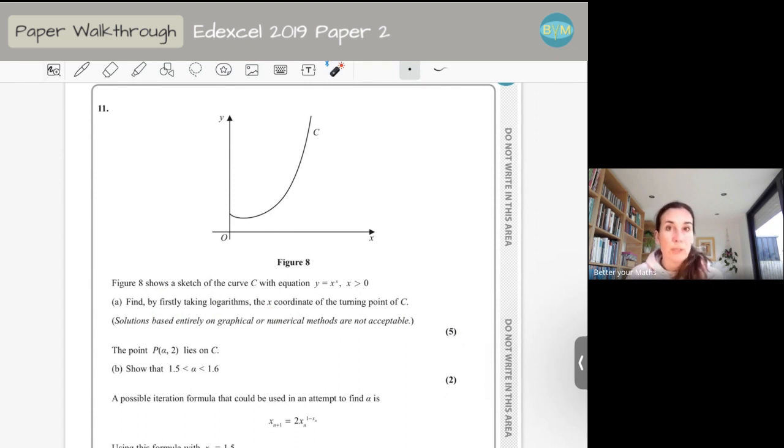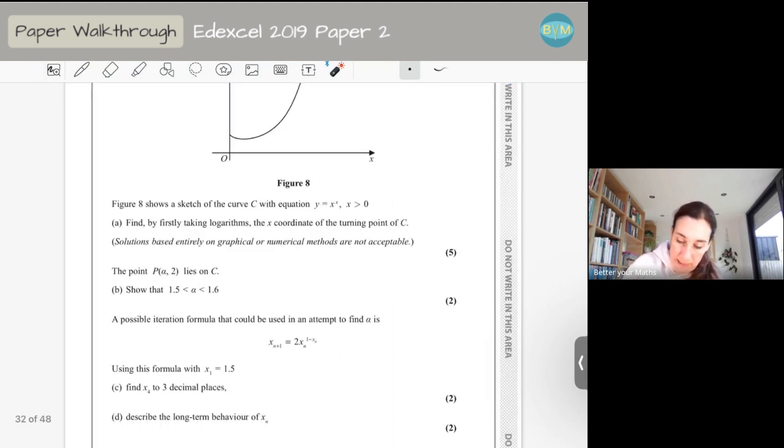To find the turning point, you know you're going to differentiate and make that equal to 0. They give us a clue: find by firstly taking logarithms. Remember, in most questions it doesn't matter what the base of the logarithm is. So you can take natural logs, or you can take logs in base 10. In this case it's going to matter, because I know how to differentiate natural logs, but you haven't learned how to differentiate logs in other bases. So we are going to take ln.